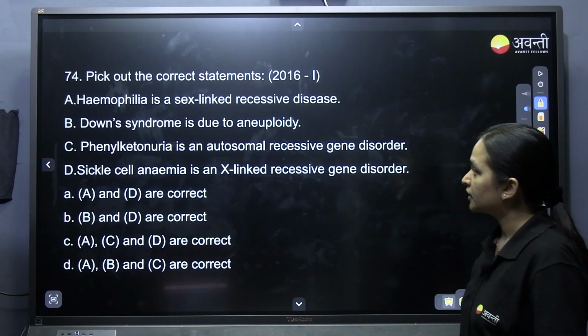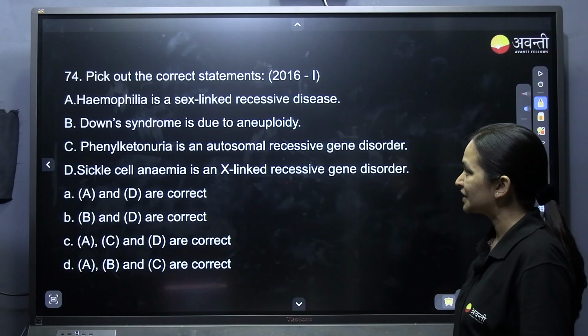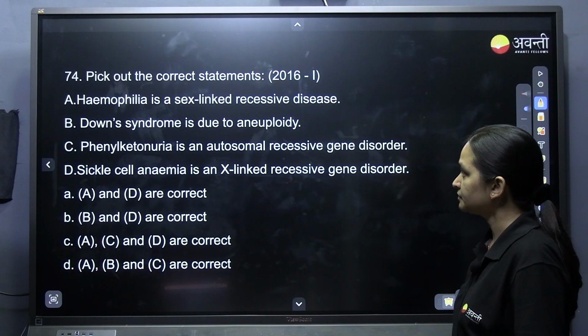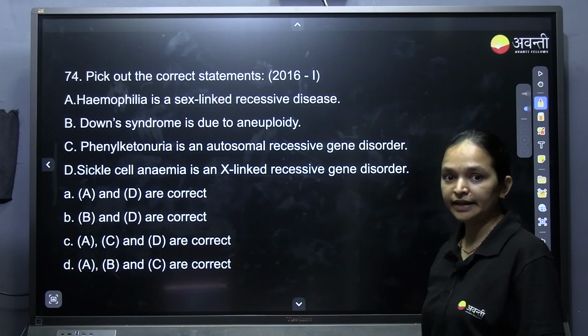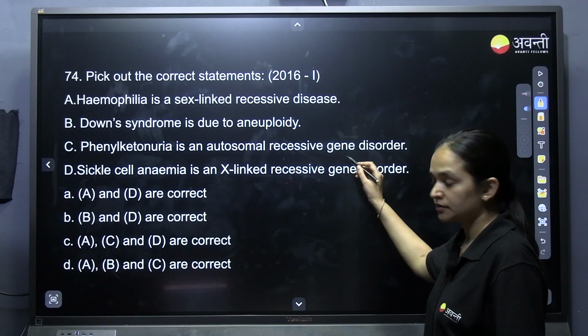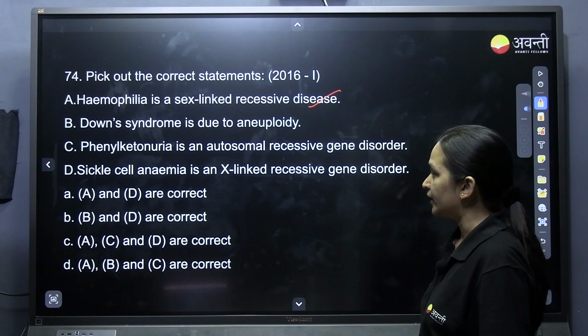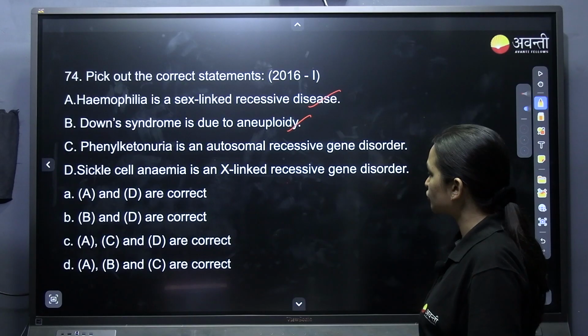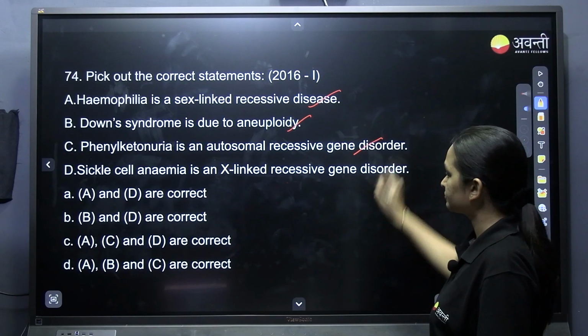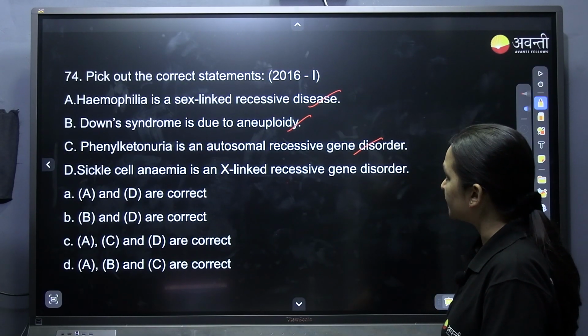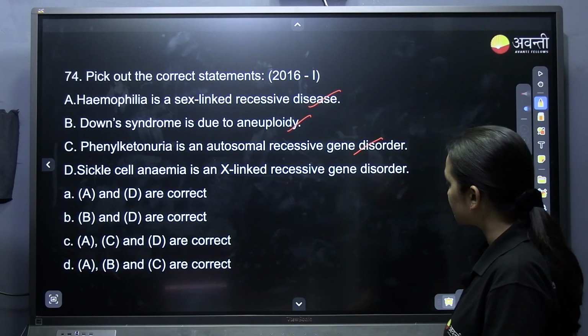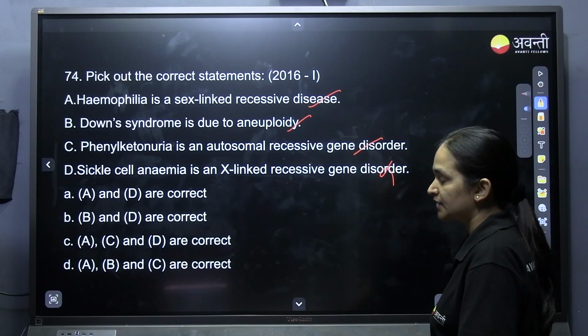Pick out the correct statement. Hemophilia is sex linked recessive. Correct. Down syndrome is due to aneuploidy. Phenylketonuria is an autosomal recessive gene disorder. Sickle cell anemia is an X linked recessive gene disorder. No. Remove D.